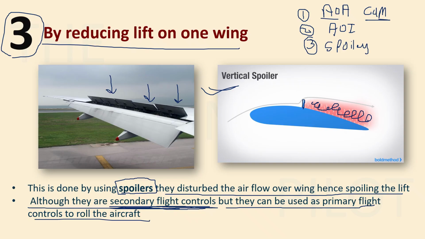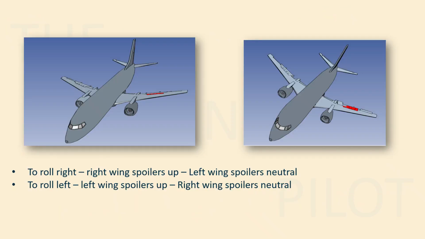How are they able to roll the aircraft? See, in this diagram, you can see that we have a pair of spoilers over here and one pair over here, right? So on this wing, we'll make the spoiler stand up. In this second diagram, you can see that the spoilers have raised, and hence the airflow over this wing was disturbed and the lift was reduced, right? The lift on the other wing stayed the same because the spoilers on that wing are not armed.